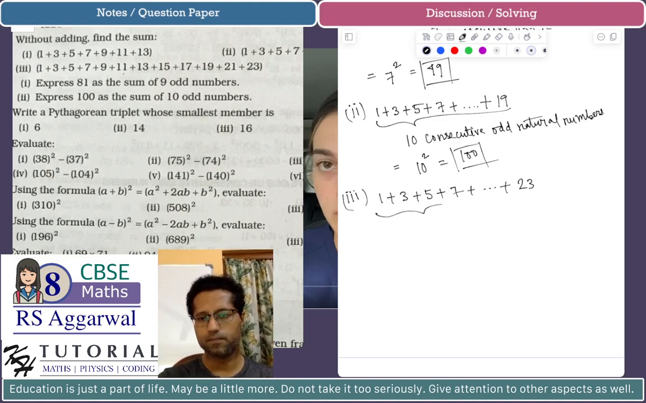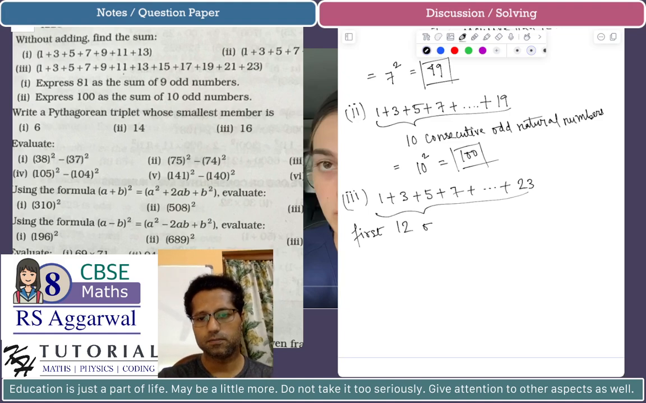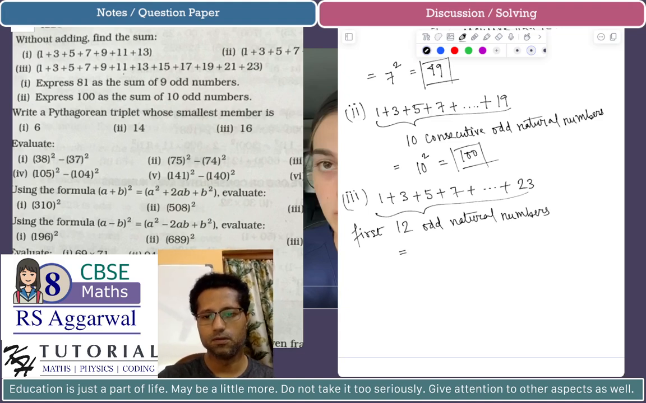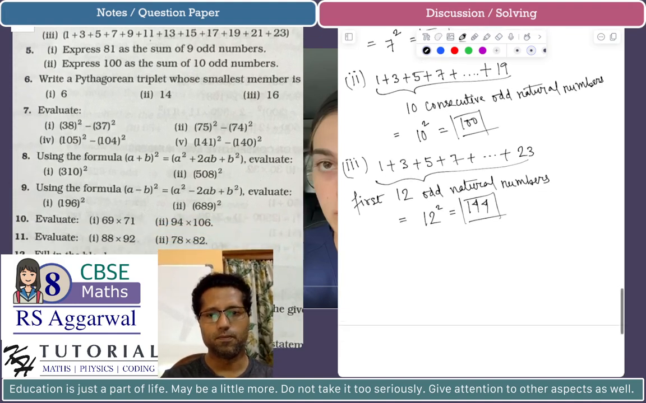So this is equal to, we have here the first 12 odd natural numbers. These are the first 12 odd natural numbers. So by the property, their sum will be equal to 12 square. This is equal to 144. Okay. Let's do problem number 5.